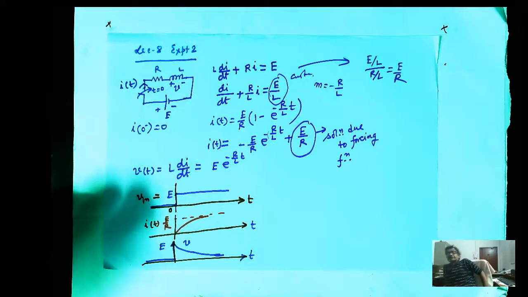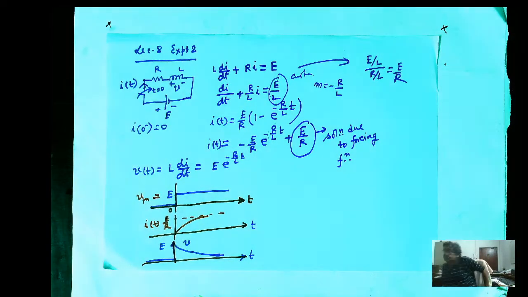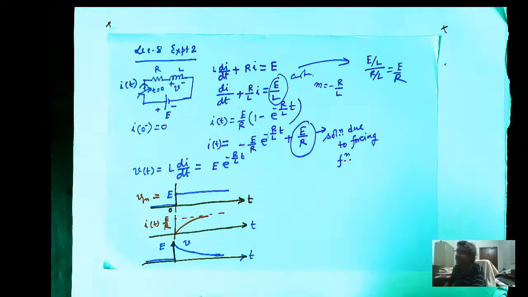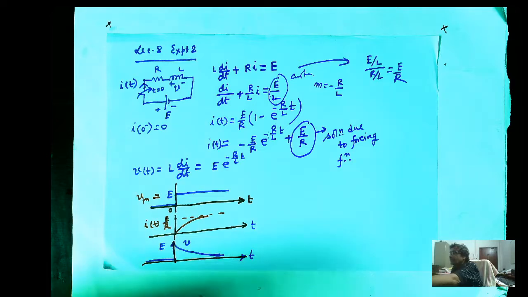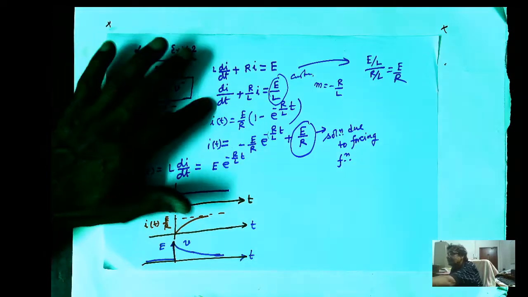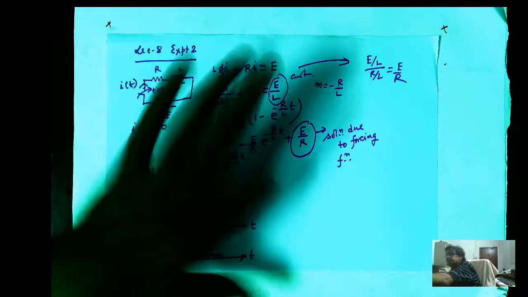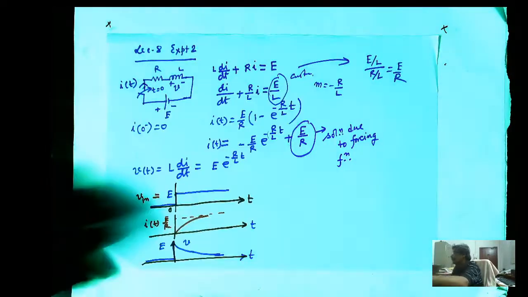If the right hand side is a constant, solution due to forcing function will be also constant, and at that time there will be no time variation, so suppress this term and get the value. Okay, let us now proceed with some RC circuit.